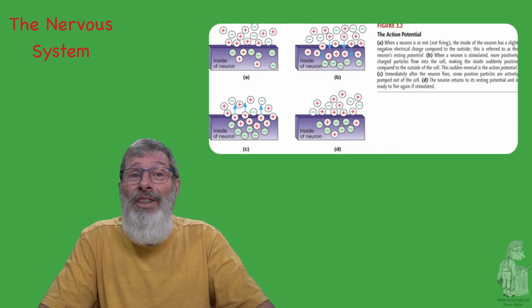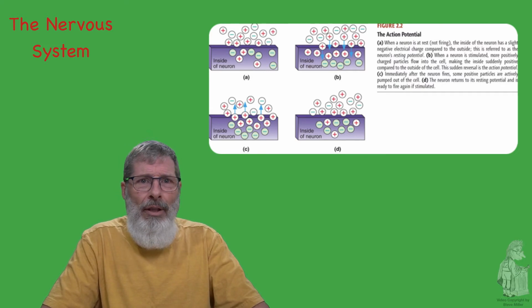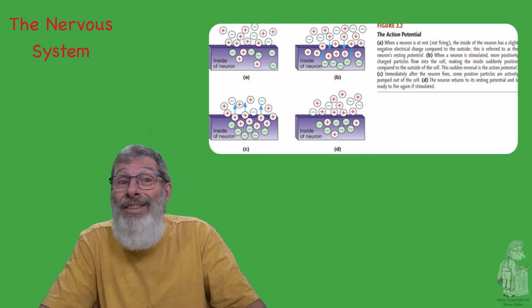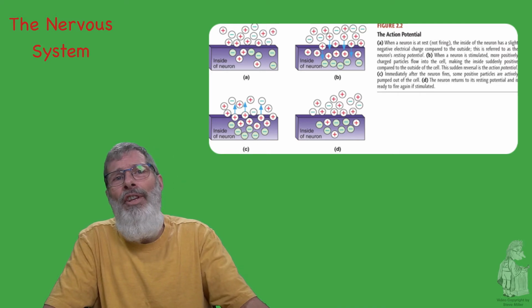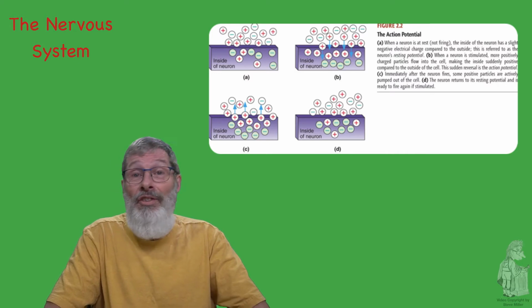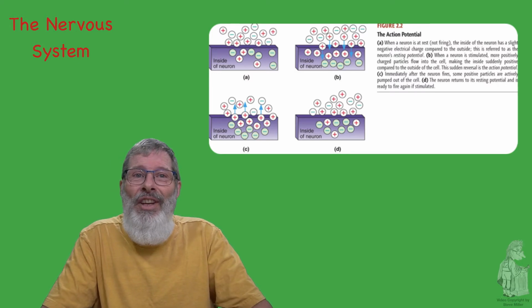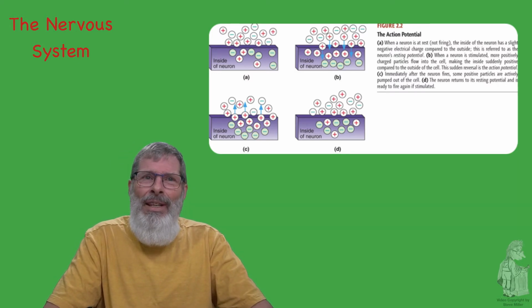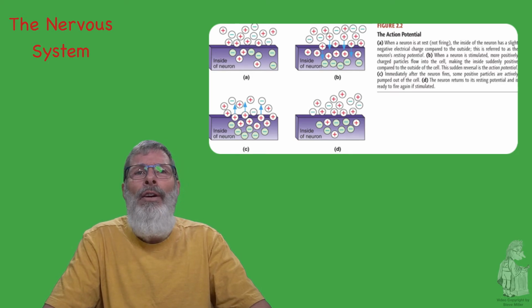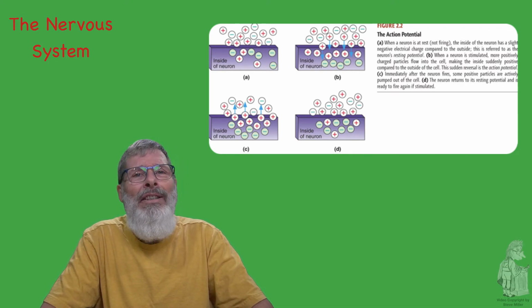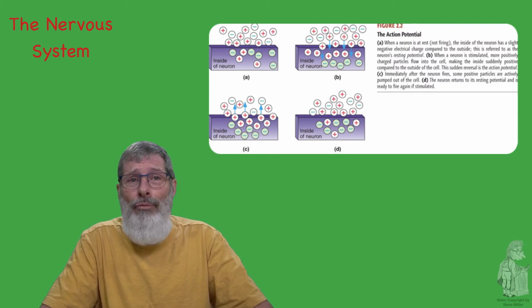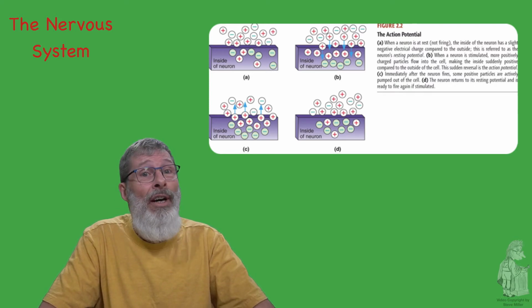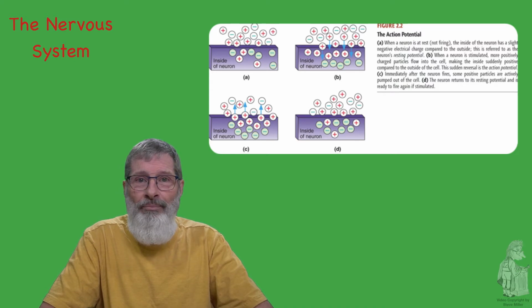When a neuron is stimulated, more positively charged particles flow into the cell, making the inside suddenly positive compared to the outside of the cell. This sudden reversal is the action potential. Immediately after the neuron fires, some positive particles are actively pumped out of the cell. The neuron returns to its resting potential and is ready to fire again if stimulated.